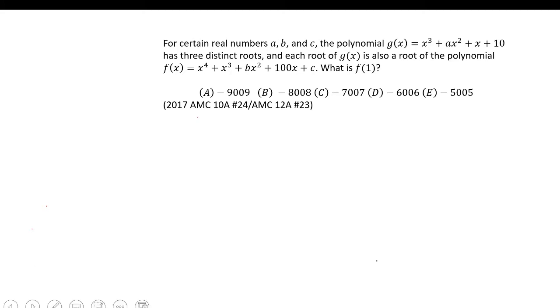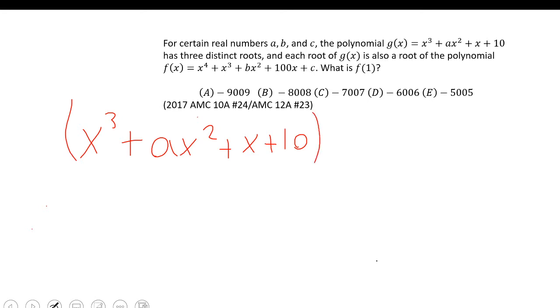Now that tells us a lot of nice info. G of x is this: x cubed plus ax squared plus x plus 10. We have all this nice information. We're going to multiply g of x by some factor to get this x to the fourth term, right? I see an x to the fourth term in this polynomial. To get that x to the fourth term, I need an x term, right?